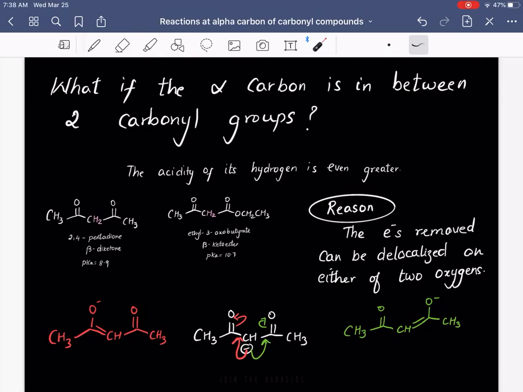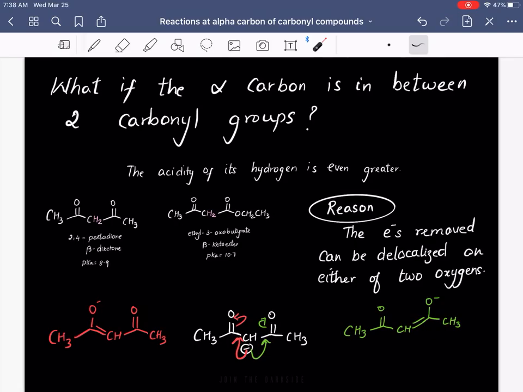Okay, and the reason for this high acidity of the alpha hydrogen is again going to come from the resonance structures. Suppose I'm going to remove the hydrogen from here, and let's imagine that there is a base. The base is going to go grab this hydrogen and those electrons will be thrust onto this carbon, and that's going to form a carbanion. So here is your carbanion.